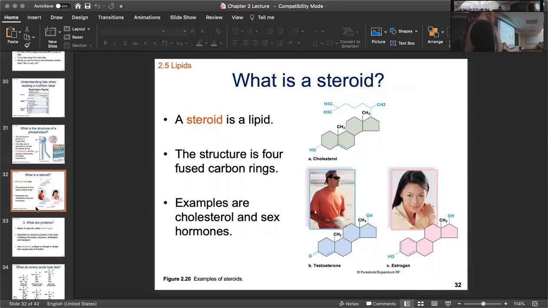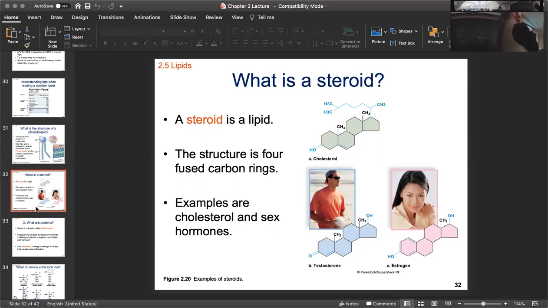Okay, the structure is 4 fused carbon rings, which means that they're kind of fused together. They're joined together. Remember the polysaccharides? They look like beads on a string. Okay, this one, they're all fused together. Kind of like, do you guys remember perler beads, where you put the beads on and then you iron them and they come out like a single structure? They're fused together. That's what this is. A steroid is those fused carbon rings. Okay? Examples are cholesterol and sex hormones. So testosterone and estrogen are steroid molecules.